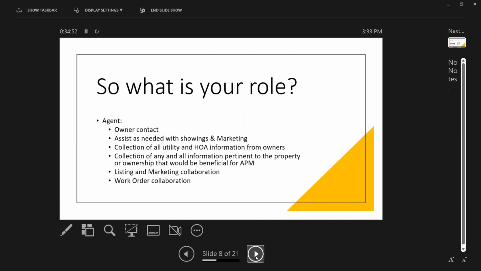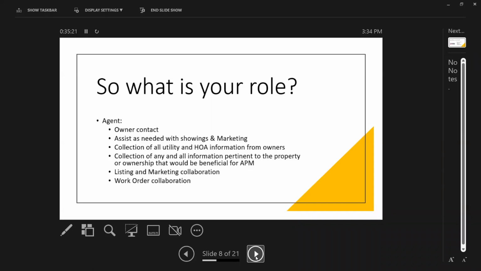So, as part of the agent managed portfolio, this will be your role. You will be the contact for the owner. Anything that goes to the owner as far as requests for payment, any kind of financial issues that we need to sort out with the owner, you will be the contact there. Work orders, if we ever need to get approval for a work order, you guys will be the contact there.